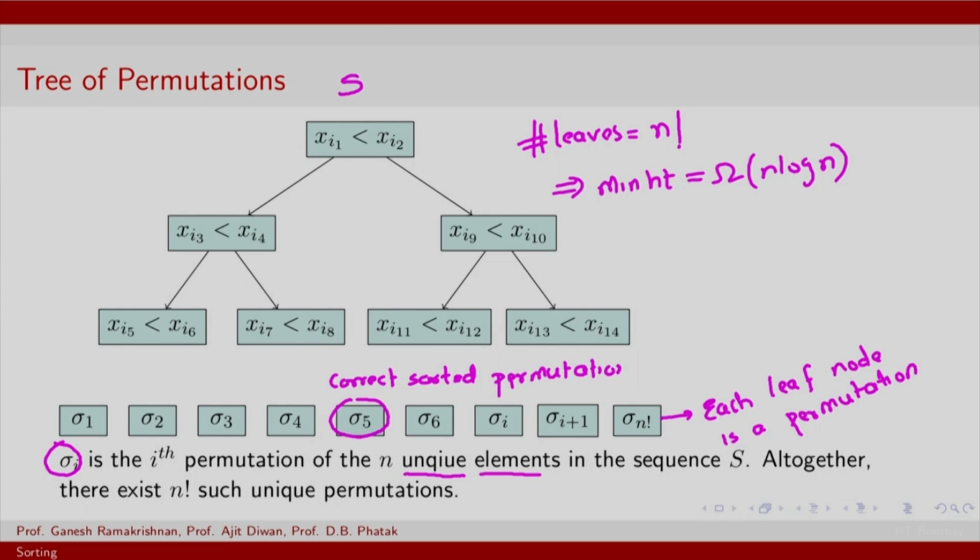So you cannot avoid traversing the tree from the root to the leaf, which means you will have to traverse at least n log n. Now, is there an algorithm that helps us achieve this lower bound?